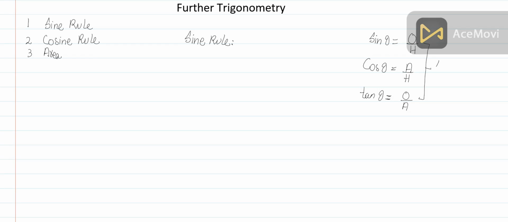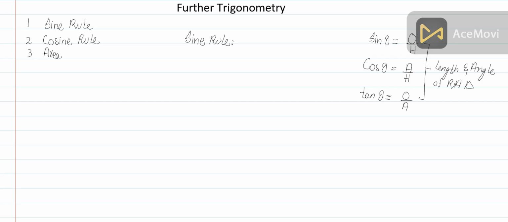to find the length and angle of a right angle triangle. In this video we are discussing how, if the triangle given to you is a non-right angle triangle, you are able to find the length or angle of that triangle. So we have two rules, the sine rule and the cosine rule. First we are discussing the sine rule.